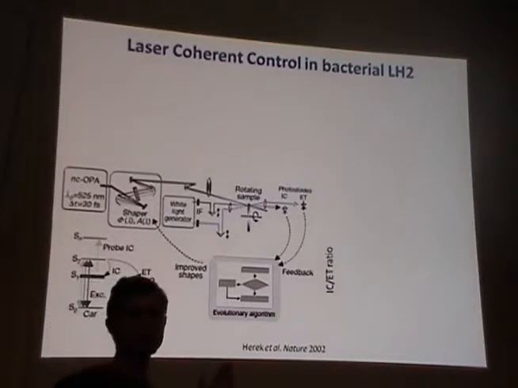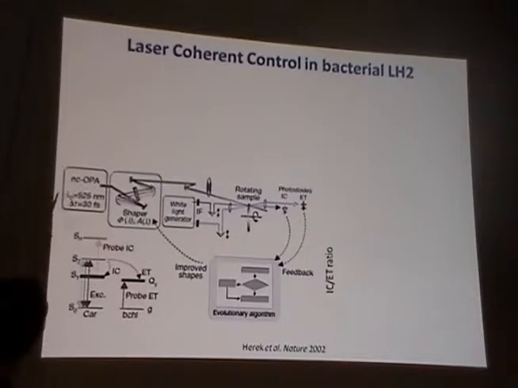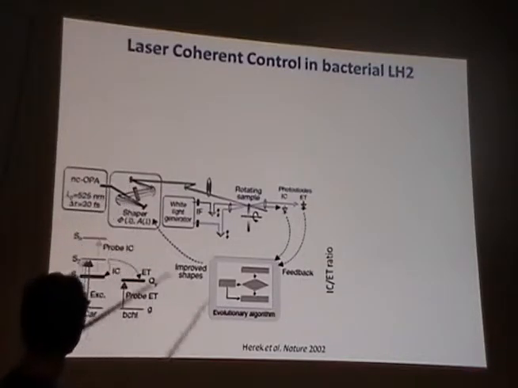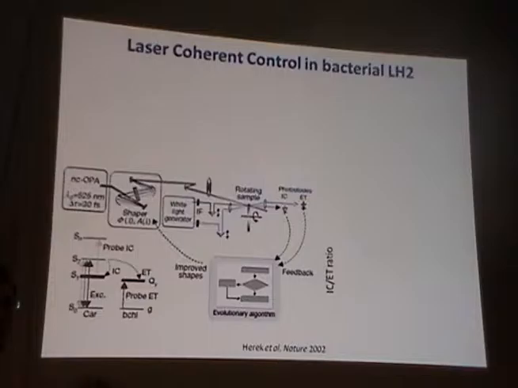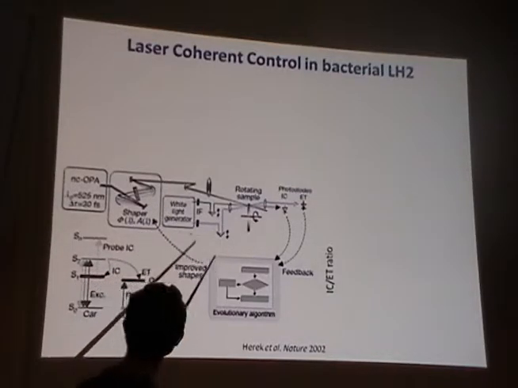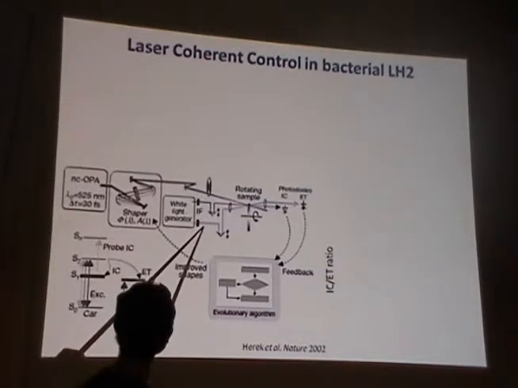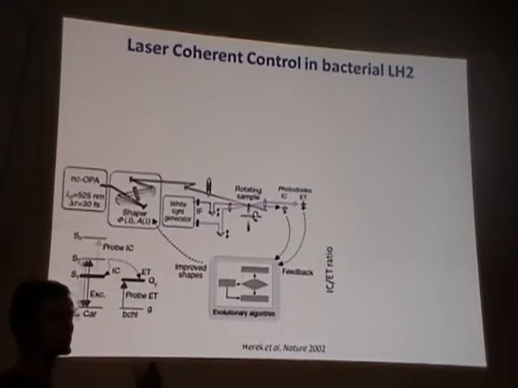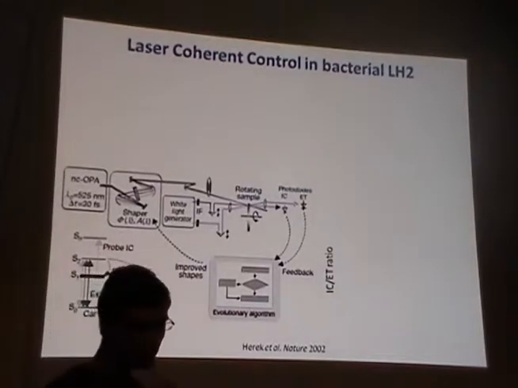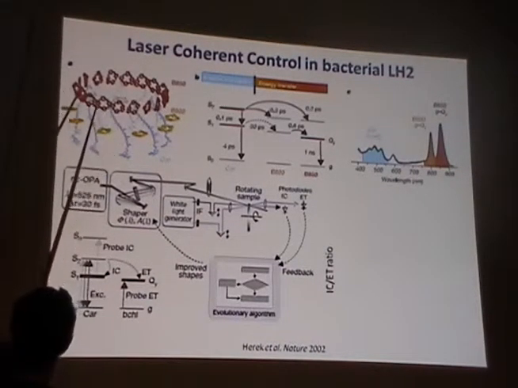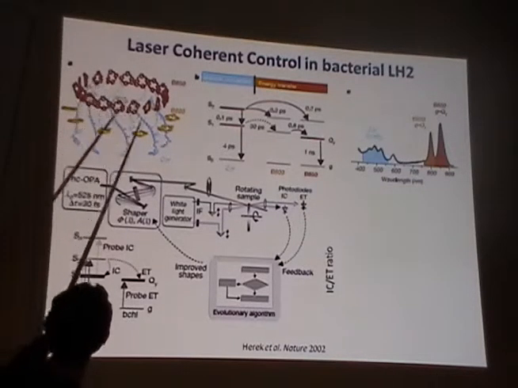So we have a femtosecond laser source which is pumping a so-called optical parametric amplifier with which you can tune the color of your laser beam. In this case it was tuned to a peak wavelength of 525 nanometers and a width of 30 femtoseconds. Then it was sent through a shaper. In this case it was an SLM, spatial light modulator, which shaped the phase and the amplitude of the beam. There were two probe beams that were used to control different decay channels of the system.